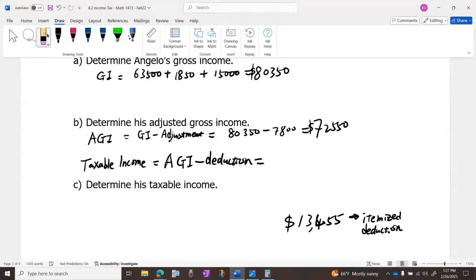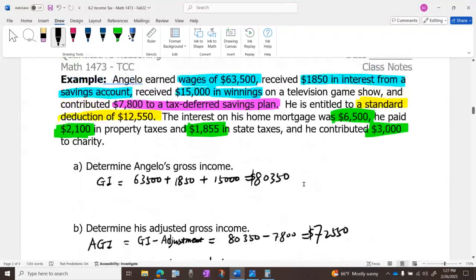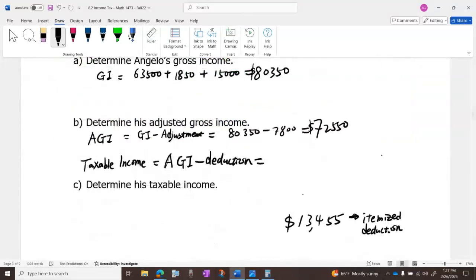Itemized deduction. And his standard deduction is $12,550. That's his standard deduction. Okay, guys, if you were Angelo, what do you choose? Are you going to use standard deduction or itemized deduction? Cannot be both, by the way, to determine your taxable income.